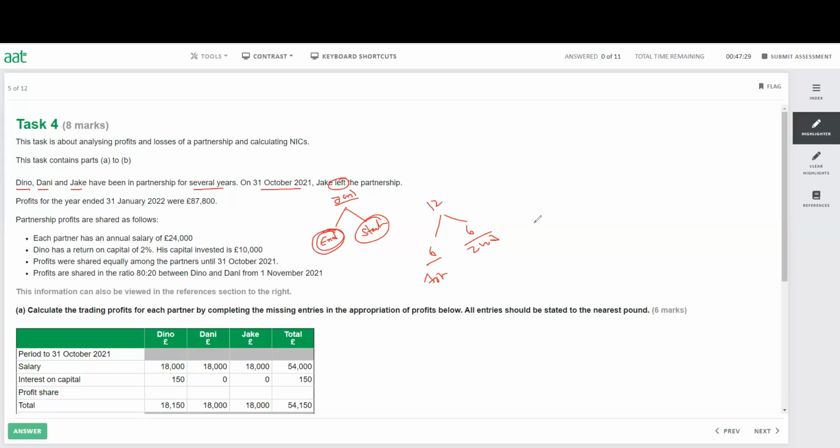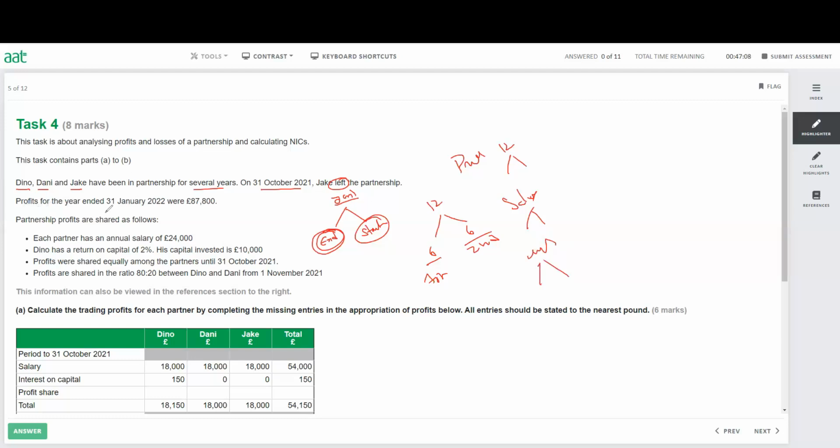So when someone joined or someone left, we'll have 2 periods. So if the question gives us the profit for the whole year, for example, for the 12 months, you have to split the profit. If the question gives us the salary, you have to split the salary. If the question gives us the interest, we need to split the interest for 2 periods.